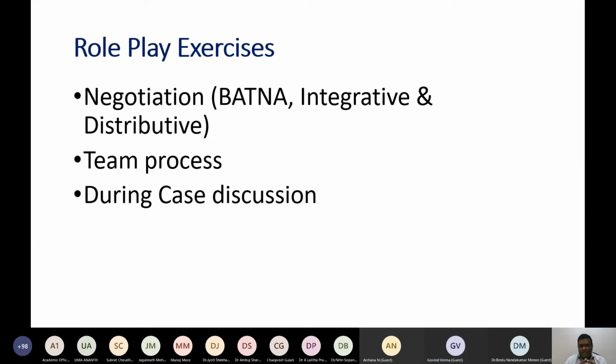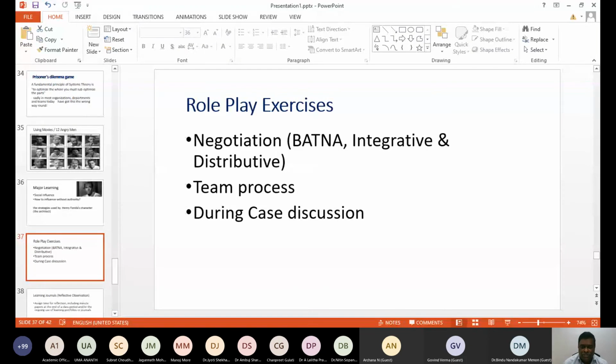Let me move on to the next set of experiential learning methods, called role play exercises. Again, it's another important technique to be used in a classroom. I use the role play technique to teach negotiation. I'll show you my preparation for that. Have you got some mail from Isha today, in the afternoon? I sent some articles to all of you.